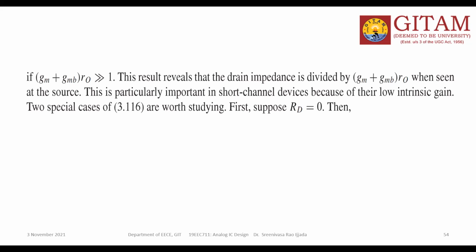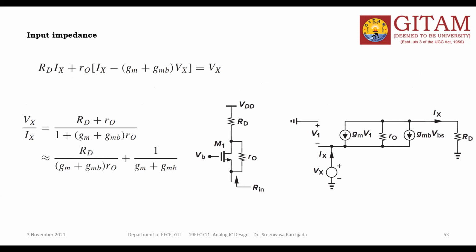There are two special cases, so we'll talk about this one. The first case is if RD is 0. What is the RD? RD is the load. If RD is 0, what happens in this equation? We get R naught by 1 plus GM into R naught.